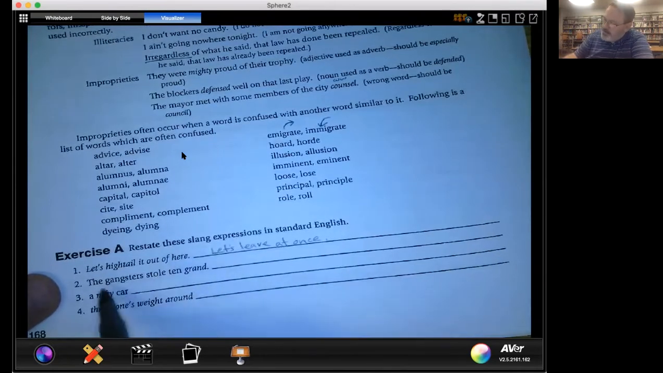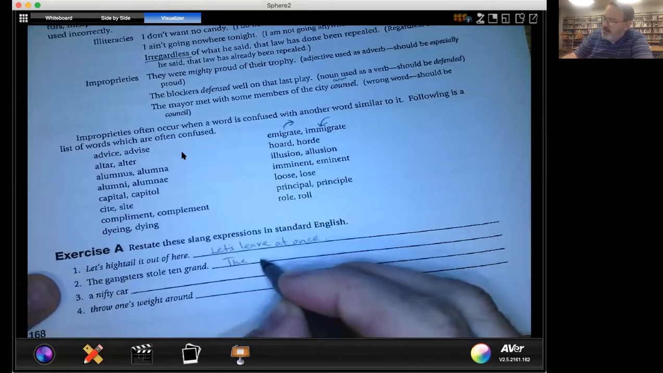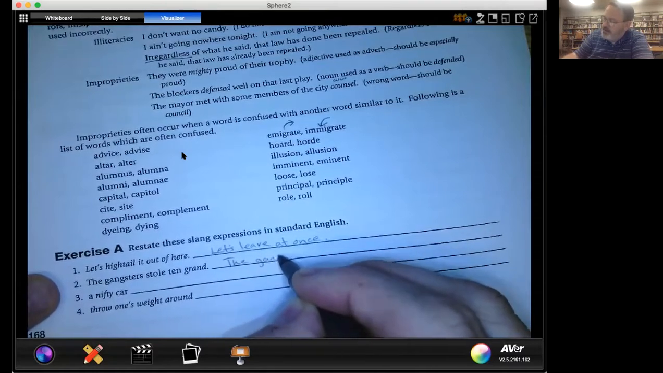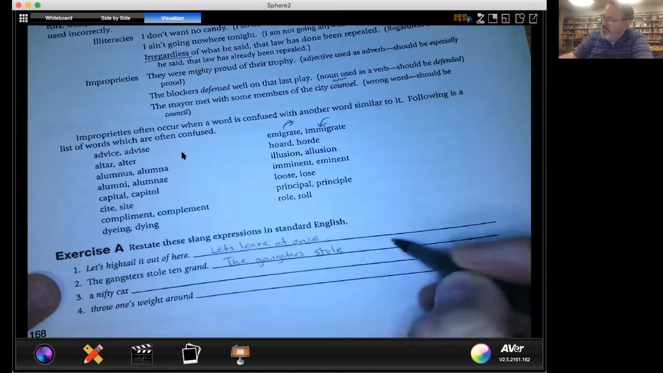Okay, the next one. The gangsters stole 10 grand. The gangsters stole $10,000.